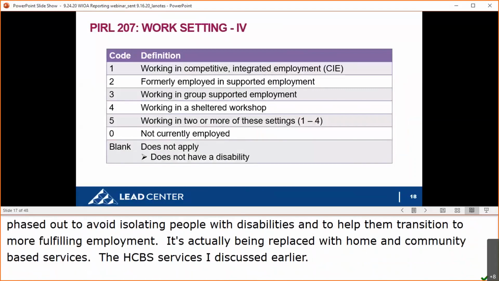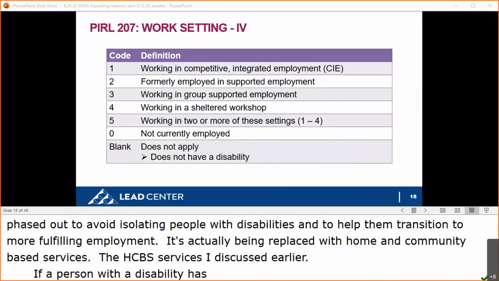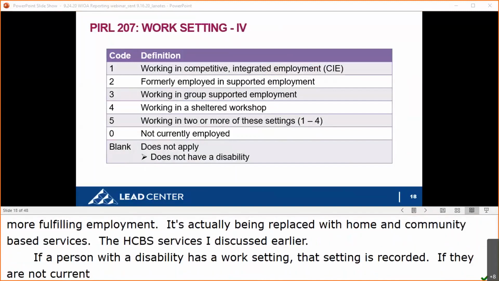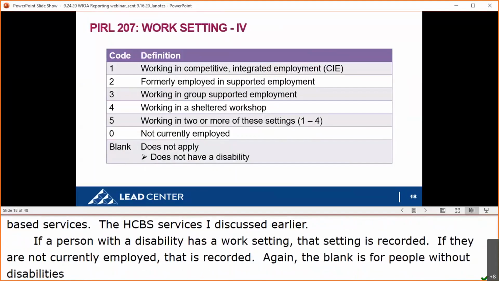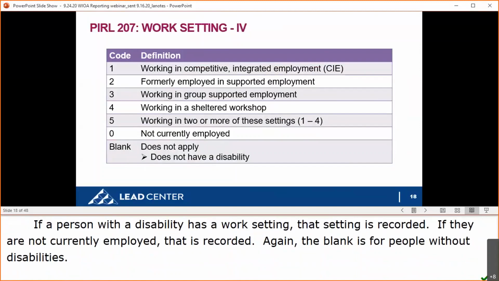If a person with a disability has a work setting, that setting is recorded. If they are not currently employed, that is recorded. Again, the blank is for people without disabilities. I'll now turn it over to my colleague Joshua to clarify the remaining disability-related data elements.